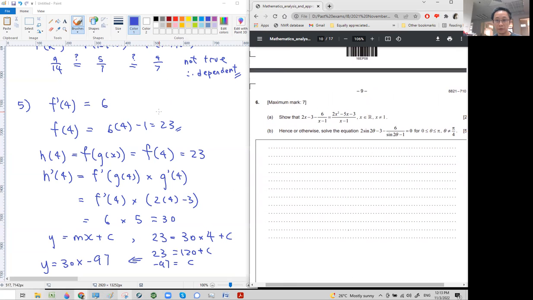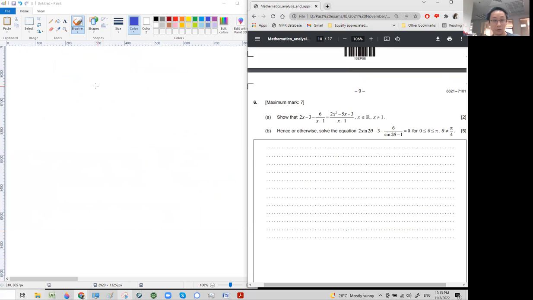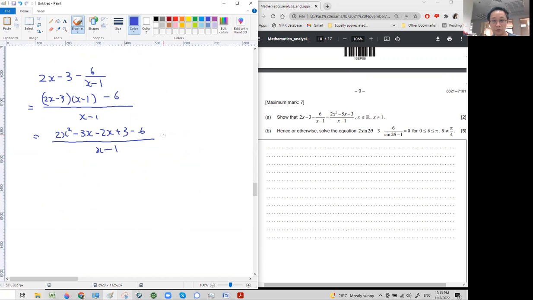Okay, question 6 is now about some algebraic fraction leading to a trig equation. Show that... this should be some low-level question, like something that year 10s, year 11s can probably do. (2x minus 3)(x minus 1) minus 6. Expand the top: 2x squared minus 3x minus 2x plus 3 minus 6, all over x minus 1. Group the like terms on top, I think you'll just get this.